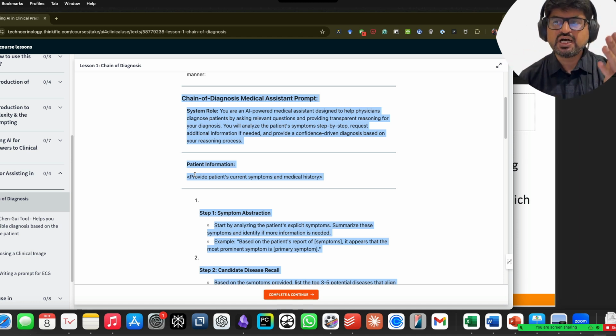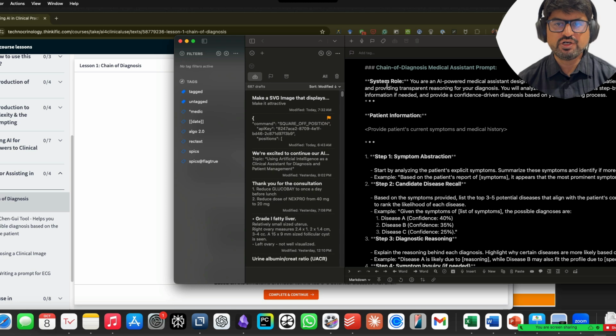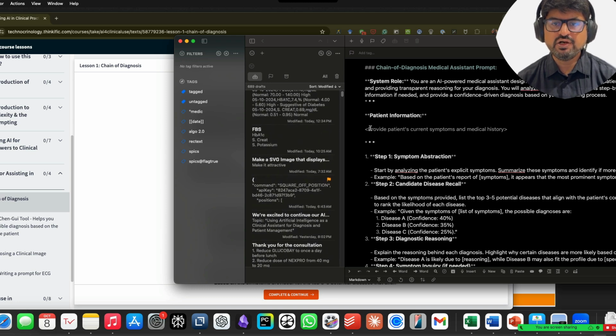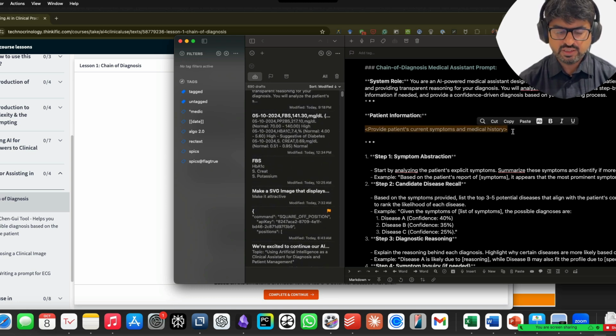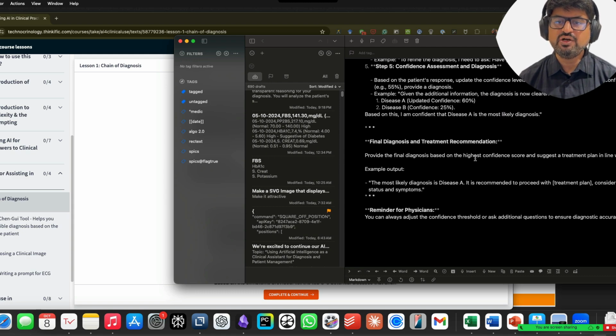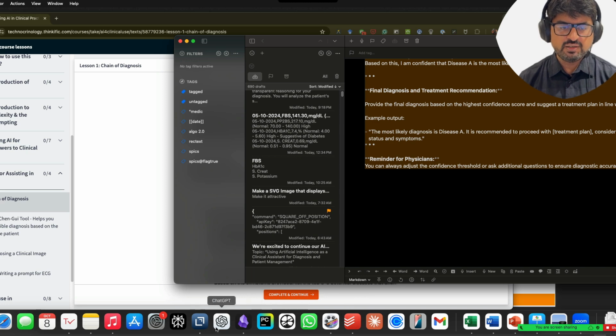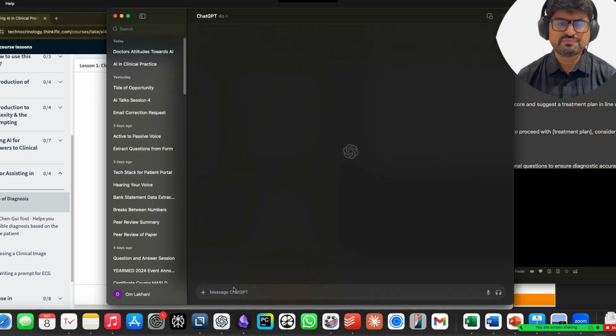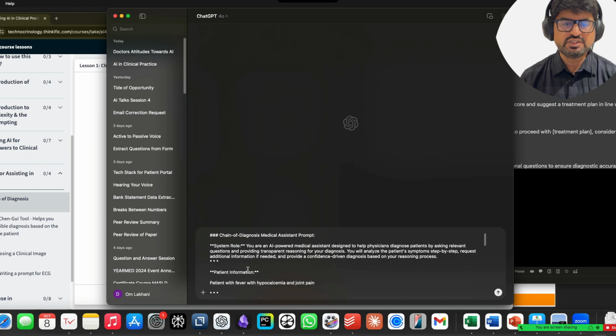So you have to start from the symptoms and signs. I'll give you a live example of this. Just copy this prompt and put it over here. This is where you have to give the patient's history. So: patient with fever, hypocalcemia and joint pain. This is where I just wrote the history of this patient. The rest of the things you keep the same. Don't change anything. You go there and put this in something like ChatGPT. Just copy and paste this.